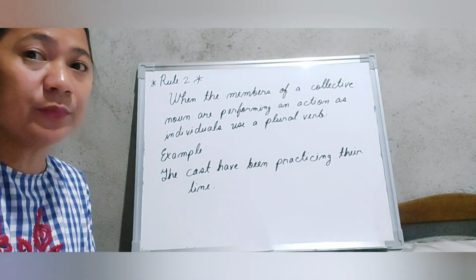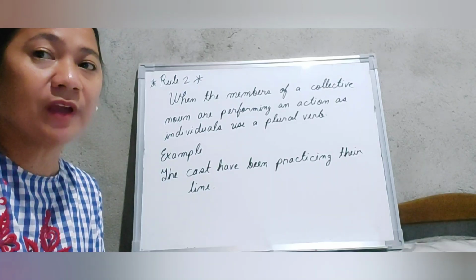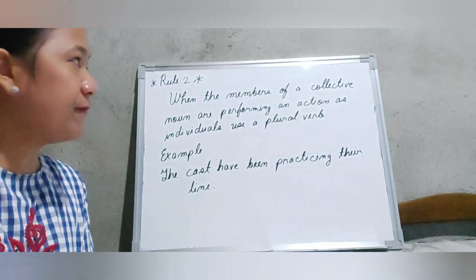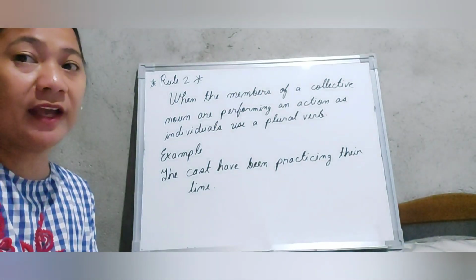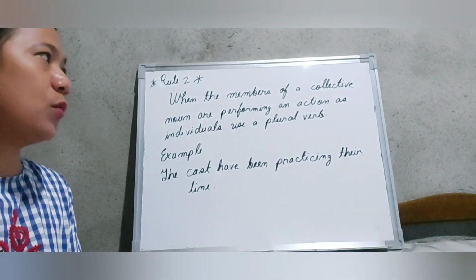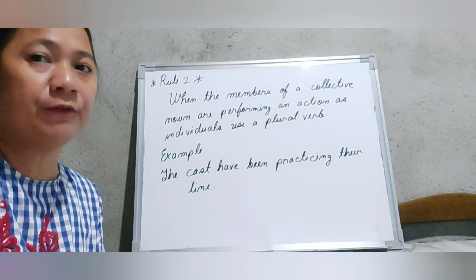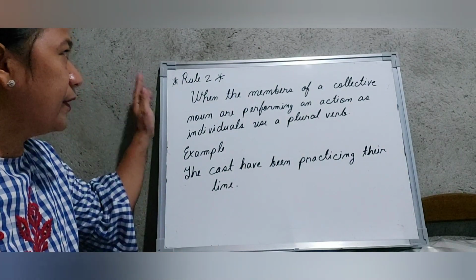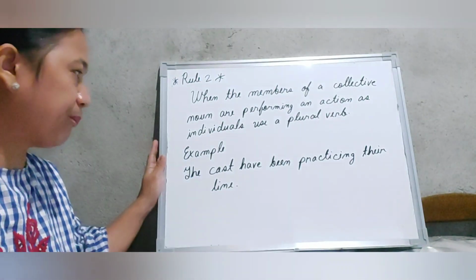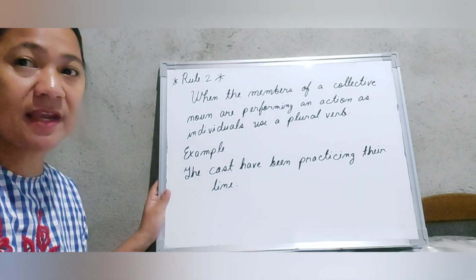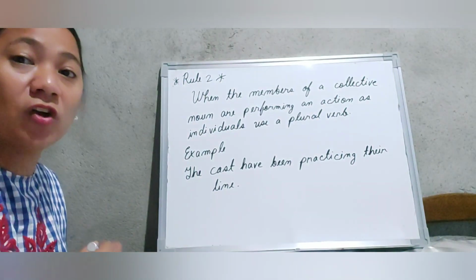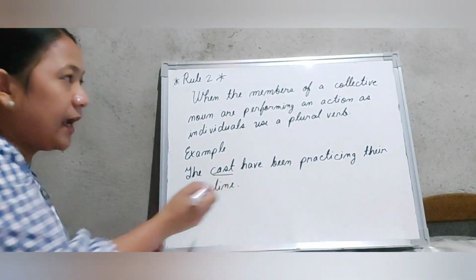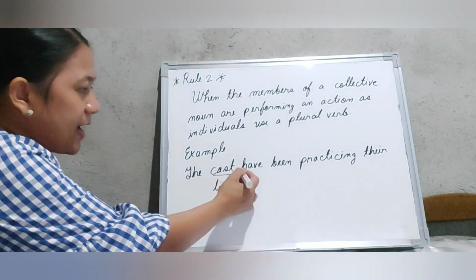And this is rule number 2, when we are using a collective noun in a plural form. When the members of a collective noun are performing an action as individuals, we use the plural verb. Let's read the example that we have on rule number 2. The cats have been practicing their lines. The collective noun used in this sentence is cats, and the plural verb used is have.